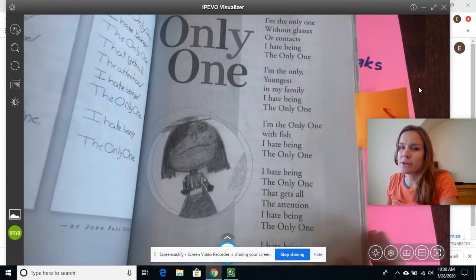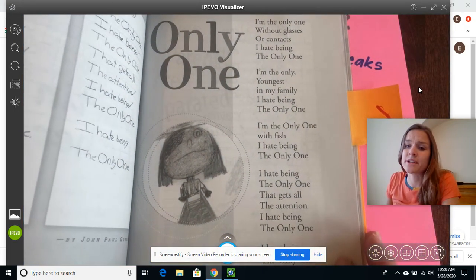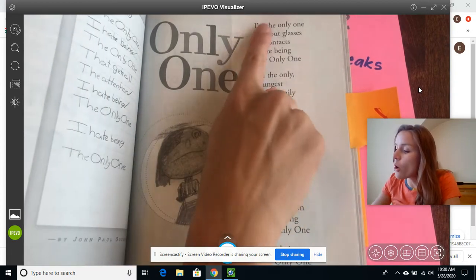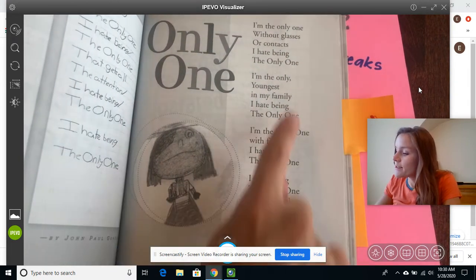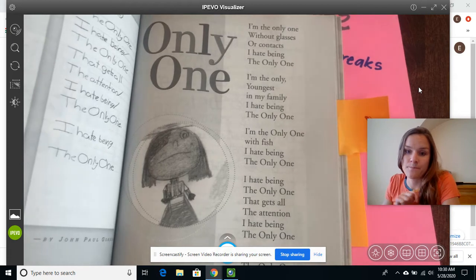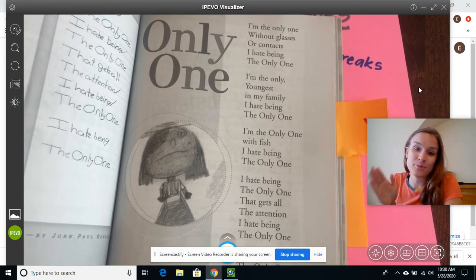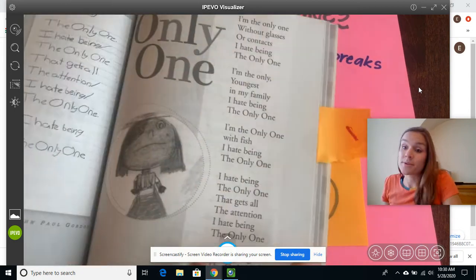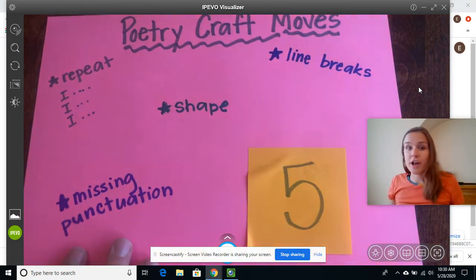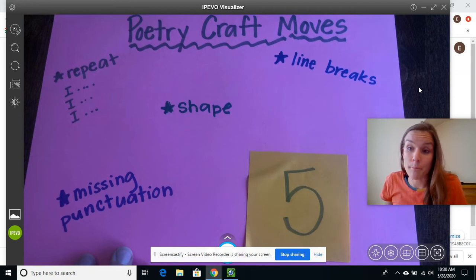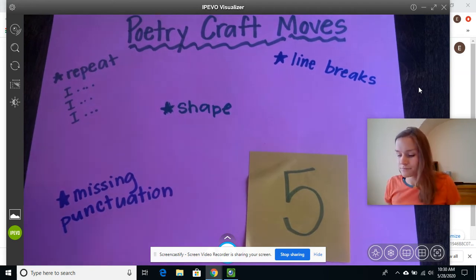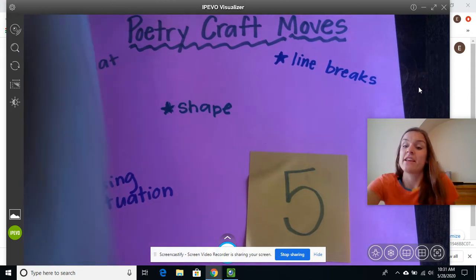Look at this. I'm not going to read the whole thing to save us time today, but notice how the only punctuation is one little comma right there. And that is okay. In poetry, you don't need punctuation. So it's up to you to decide if you're going to have punctuation or not in your poem. Kind of cool, right?